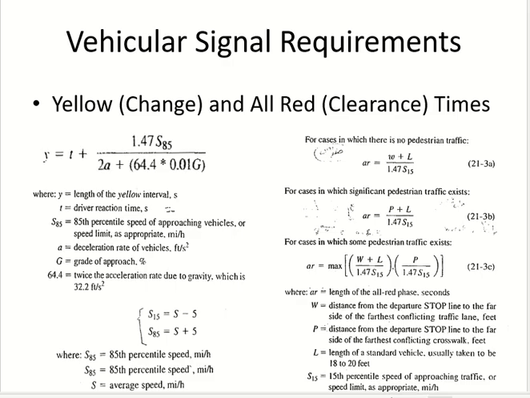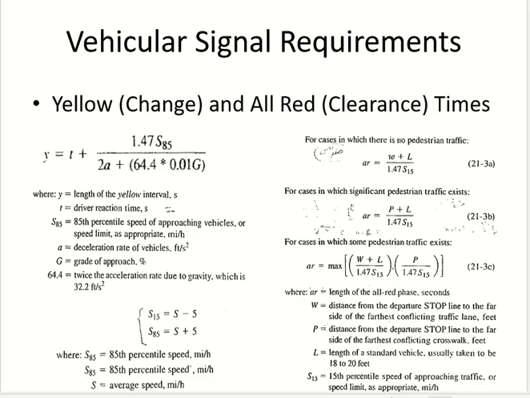Got it? Okay, so this is what it means, and here we are using the 85th percentile speed. It's still for the vehicles. So here we are using the 85th percentile, and at the other side we are using the 15th percentile. They may also have given us some approximation if you don't have the full speed data.